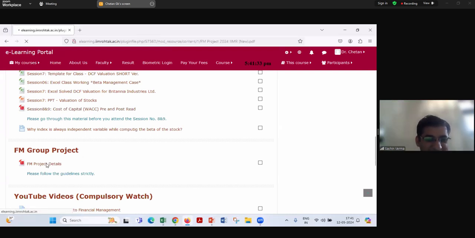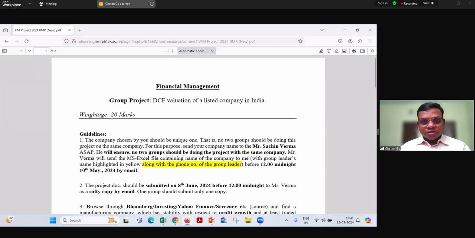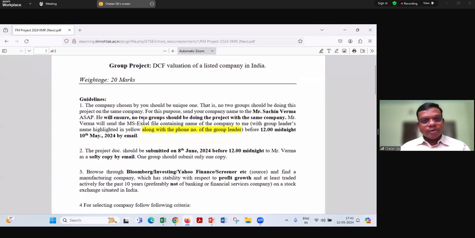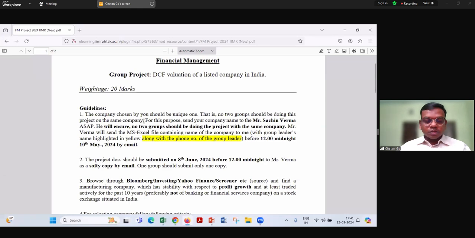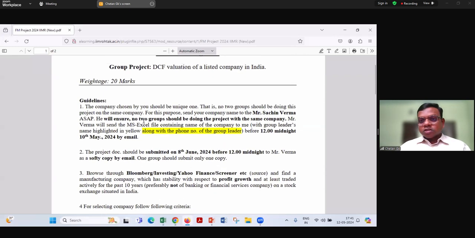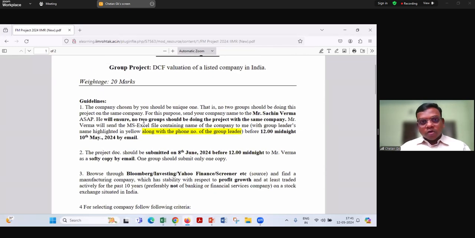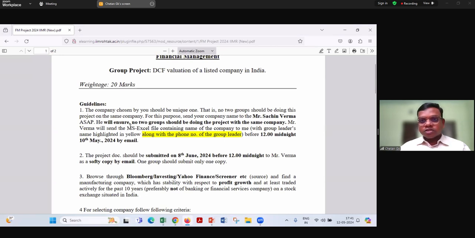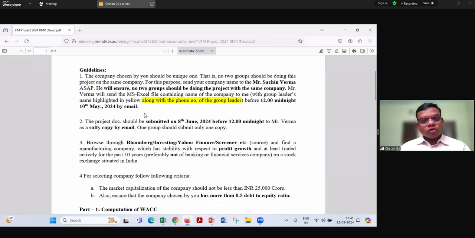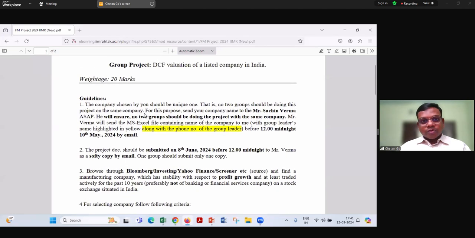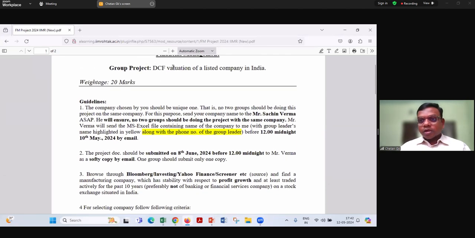So you can see the project details are given here. You can go through this. It is a DCF valuation of a listed company. There are two components in this project. The first one is computing the weighted average cost of capital, that is cost of capital, how to compute, which I'll be explaining in today's session. And the second part is DCF valuation, and you already know how to compute that.